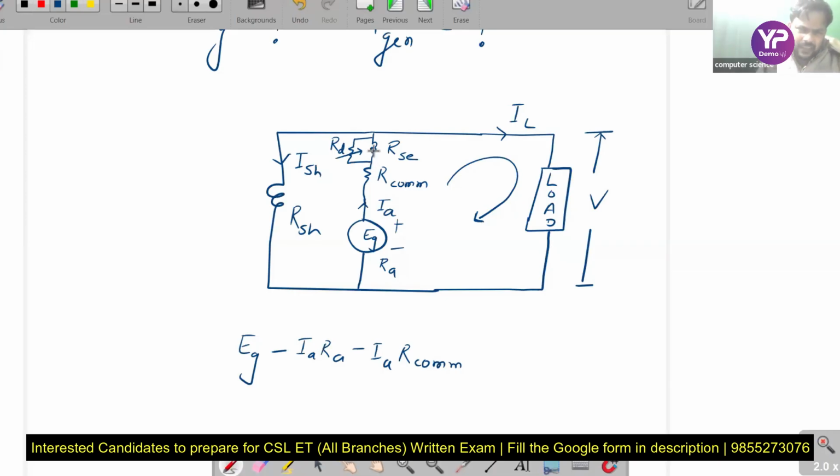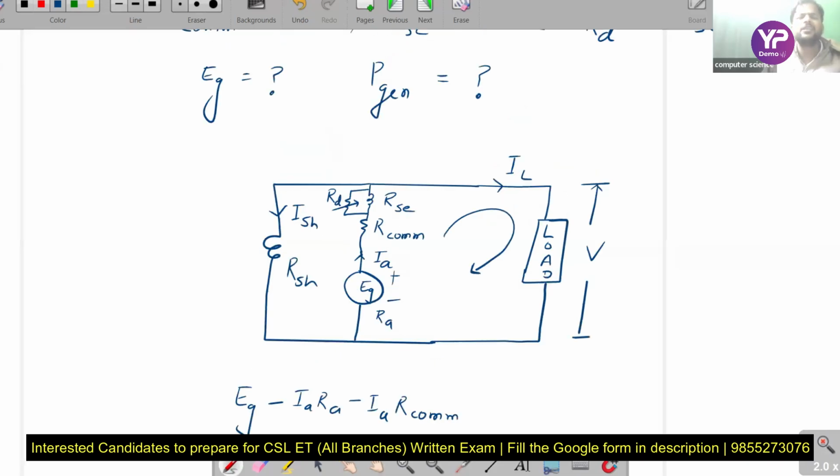Now if we find the equivalent resistance of RD and RSE, the armature current is also flowing through the equivalent resistance, because the equivalent resistance is also in series with the armature. Or we simply know that incoming current at a node is equal to outgoing current.